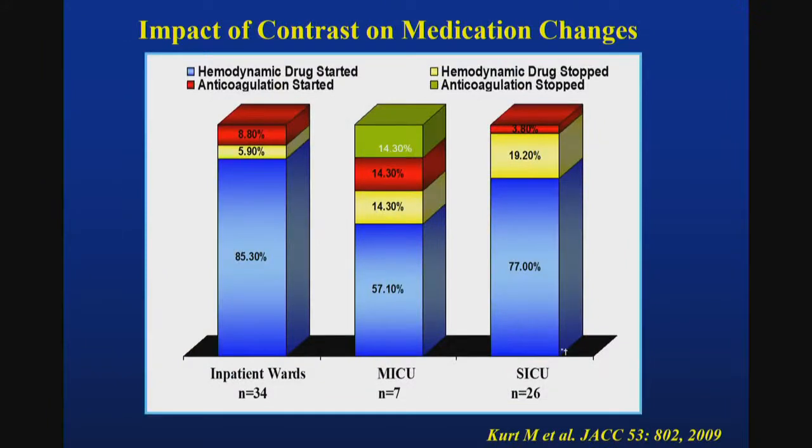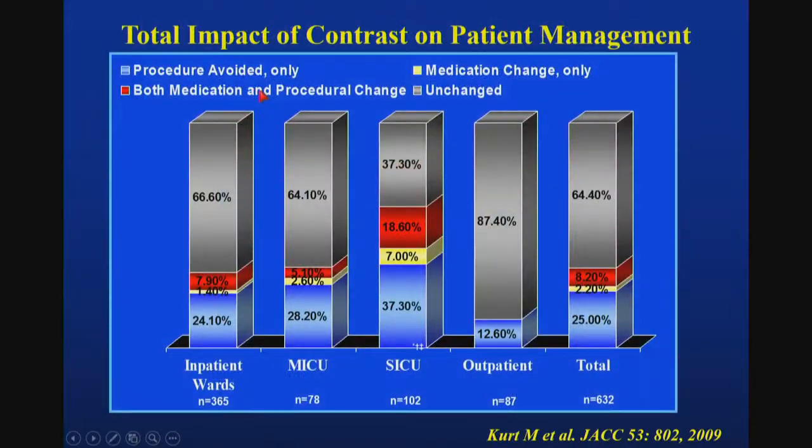Now, what kind of impact, besides what we talked about, is medication changes. Some had a hemodynamic drug started because ventricular function was poor. A hemodynamic drug was stopped because it was hyperdynamic. Anticoagulation was stopped because we suspected there was a thrombus, or started because there was a thrombus. So this is the total impact. In the surgical intensive care unit, about 60% or so. Medical intensive care unit, almost similar to inpatient ward, about 35 to 40% or so. And in the outpatient setting, impact of about 12%, 13% or so.